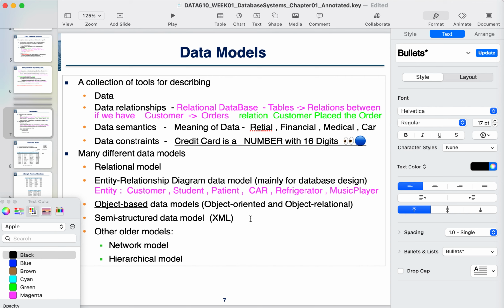So this kind of data that has tables is called structured data, because it has attributes, which are descriptions, and then it has objects.